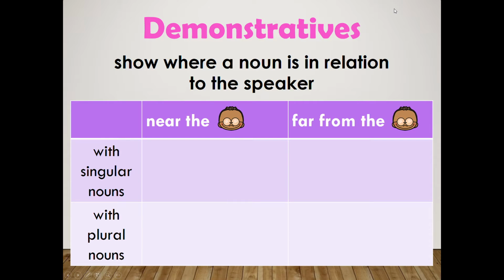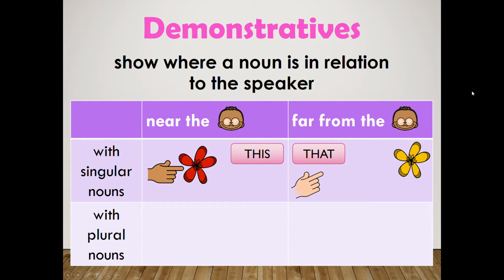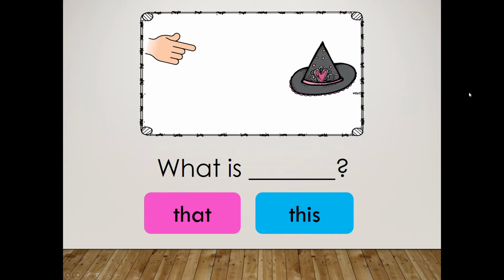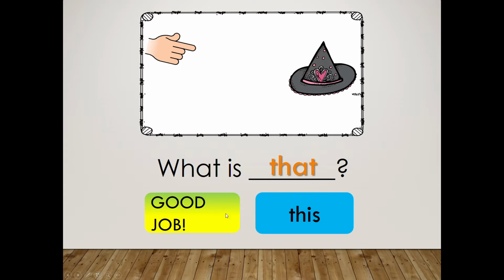The second part of the lesson is using demonstratives. This, that, these, and those. Now, there are many visual slides for your students to enjoy learning this concept. What is that? And if it's wrong, it says, try again.